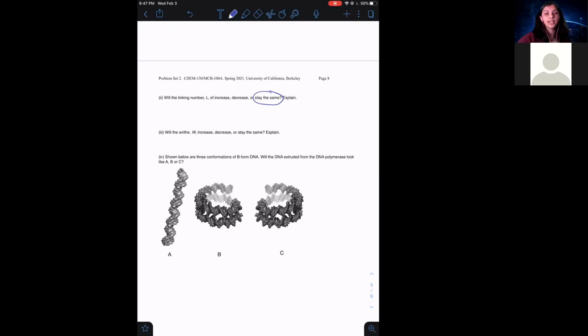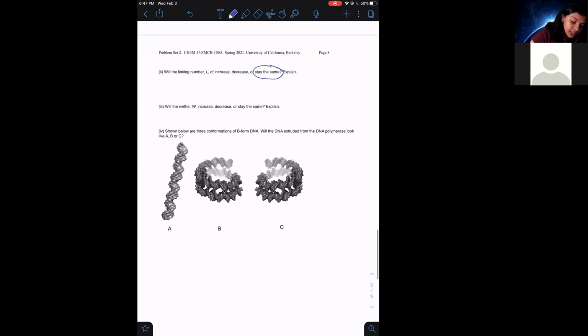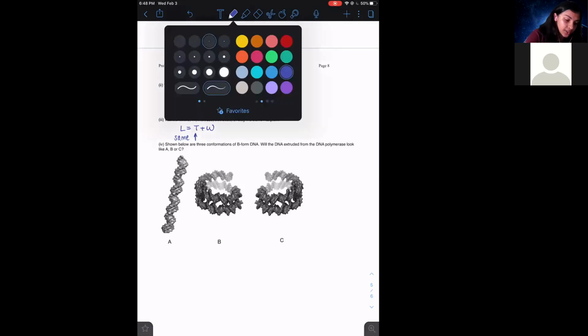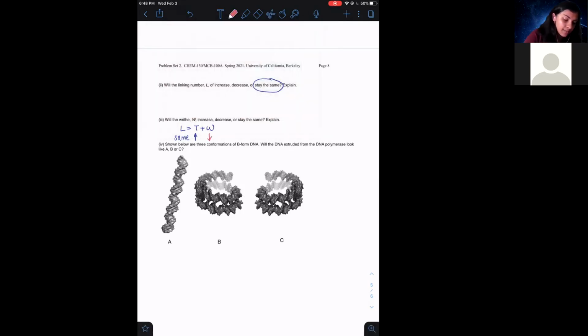And then part three asks how the writhe changes. This is after supercoiling has occurred. So in order to determine the writhe, we can again use the same equation. We know from part one that the twist is going to increase. And we know from part two that the linking number is going to stay the same. So in order for the linking number to stay the same, the writhe will have to decrease by the same amount that the twist is increasing. So the writhe will decrease in order to compensate for the increase in twist.